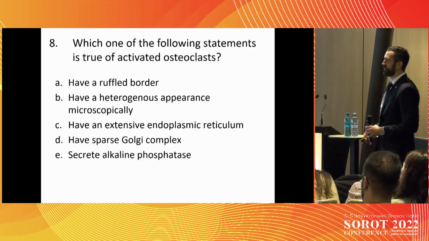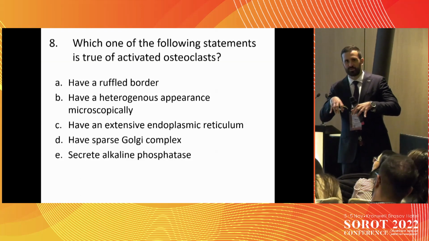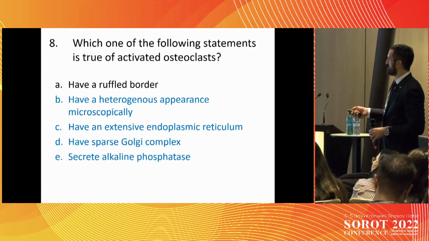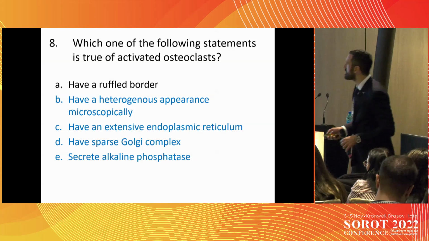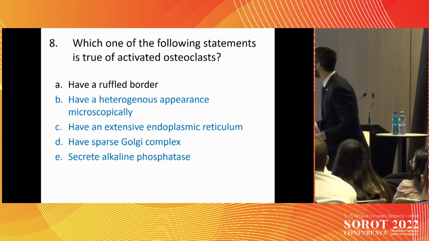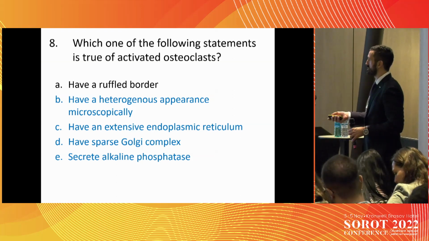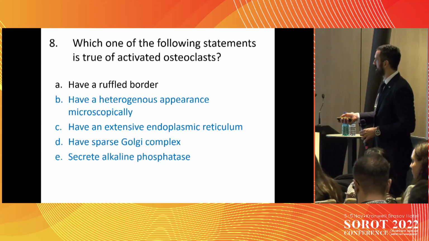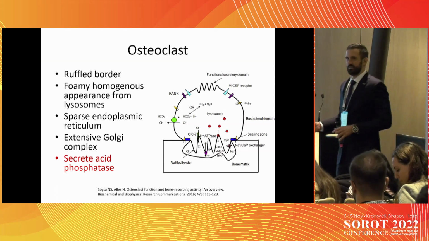So, it's true of activated osteoclasts. Try to remember the image of the osteoclast. It has a ruffled border. What about the Golgi complex? The Golgi complex. No, they have a big Golgi complex actually. Extensive Golgi complex. They don't secrete alkaline phosphatase, they secrete acid phosphatase. These are tricky questions.